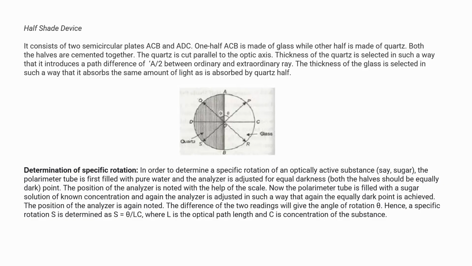Now, the determination of specific rotation. In order to determine the specific rotation of an optically active substance, the polarimeter tube is first filled with pure water and the analyzer is adjusted for equal darkness. The position of the analyzer is noted with the help of the scale, and then the polarimeter tube is filled with sugar solution of known concentration. Again the analyzer is adjusted until the equally dark point is achieved, and the position of the analyzer is noted again.